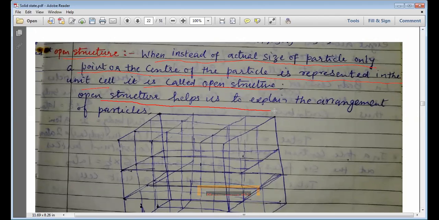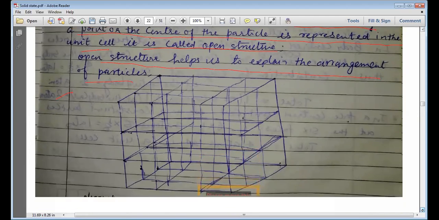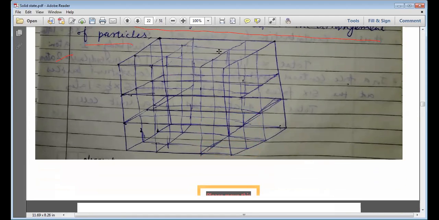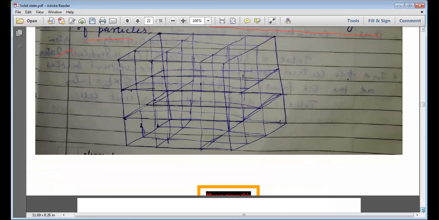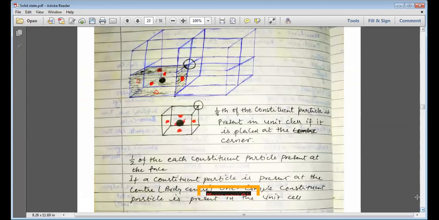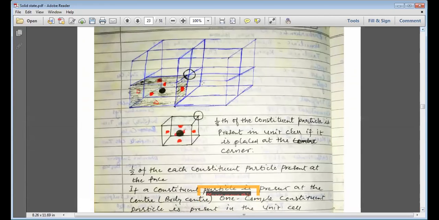Open structure helps us to explain the arrangement of the particles. So in the open structure, my dear students, we can understand the arrangement of the particles. You can see that if the particles are arranged in an ordered manner, they are arranged in this manner. And you can put some points here and there, and you can show the open structures. Now you can see here, I have shown you the open structure. In this open structure, I have shown you one particle at the center.